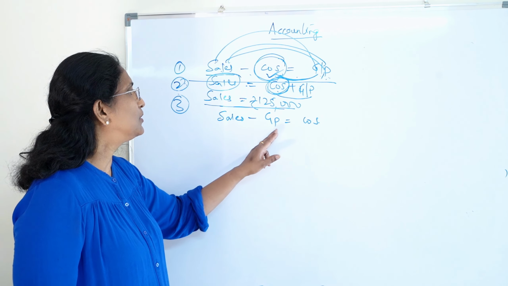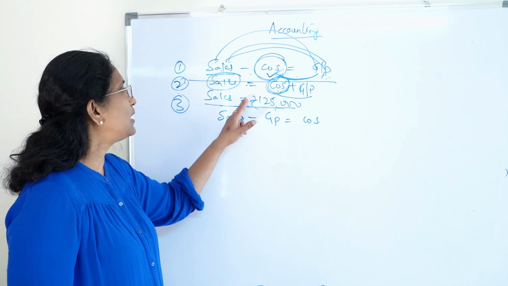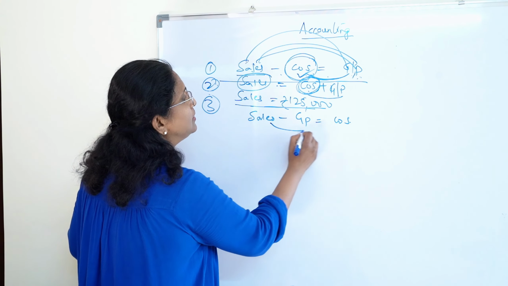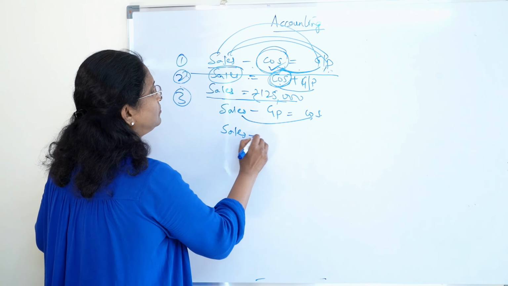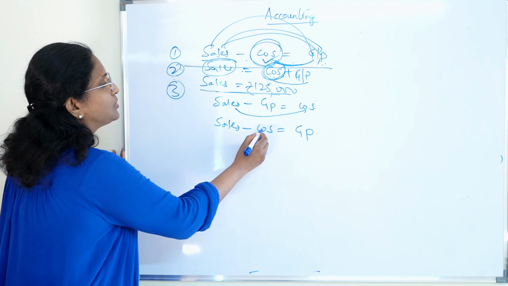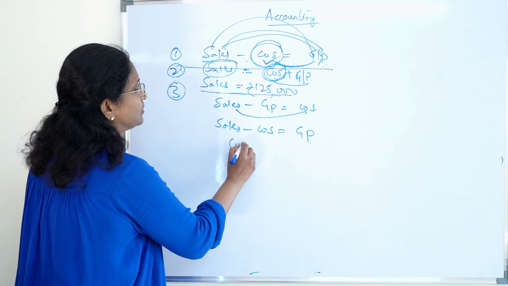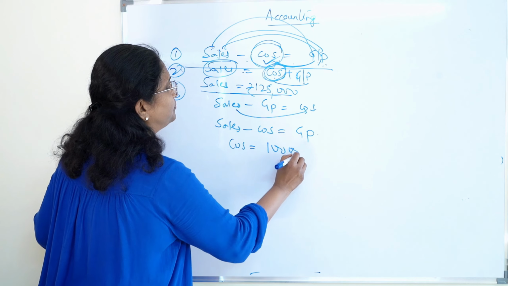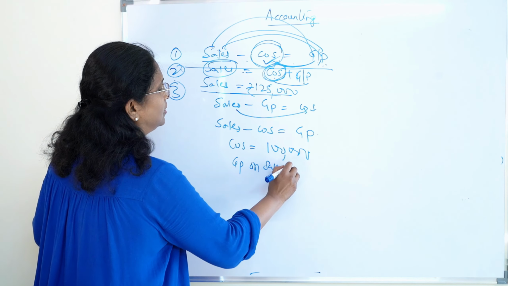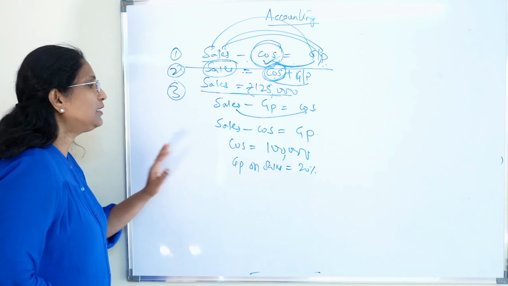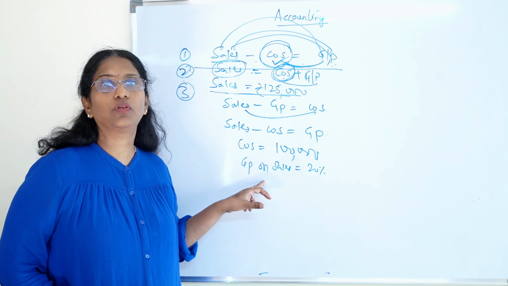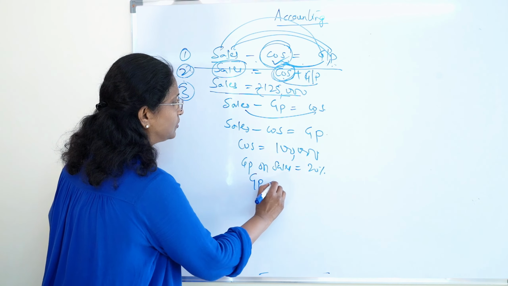Now we are trying to figure out, if sales is given and cost of sales is given, how to calculate it. Suppose sales minus cost of sales is equal to gross profit, and cost of sales is given as 100,000. Gross profit is given on sales, equal to 20%. In this case, if gross profit is given on sales and cost is given, how will you calculate your gross profit?